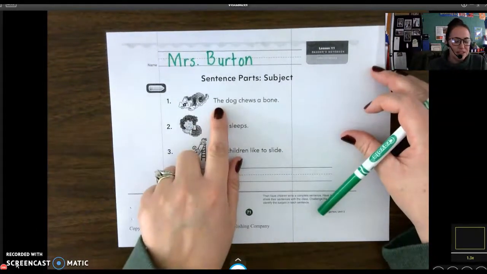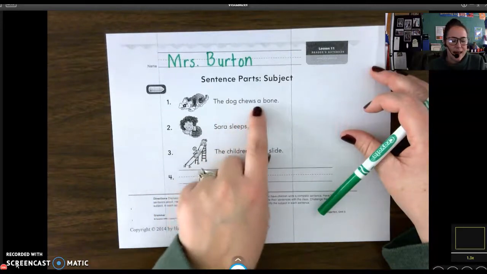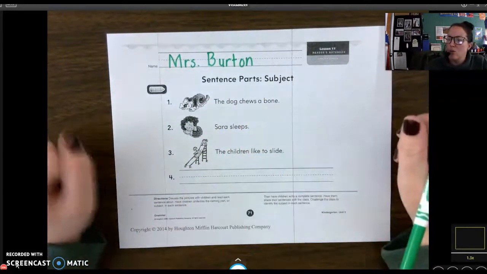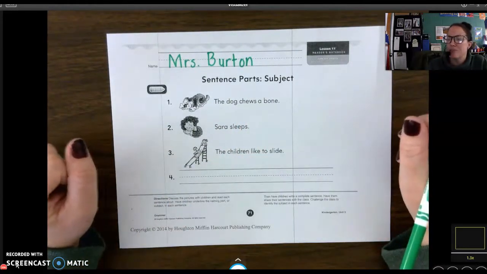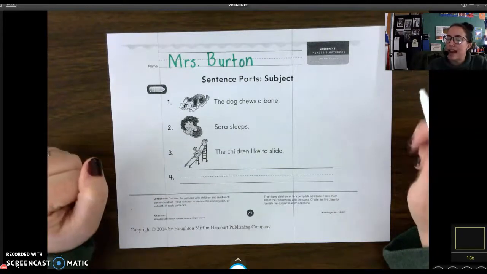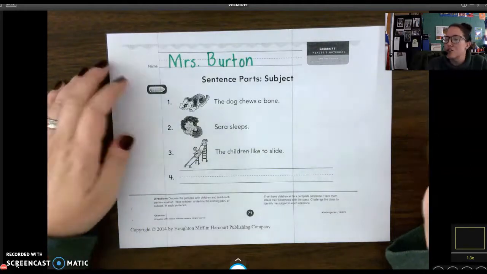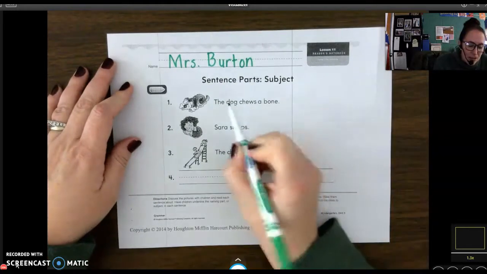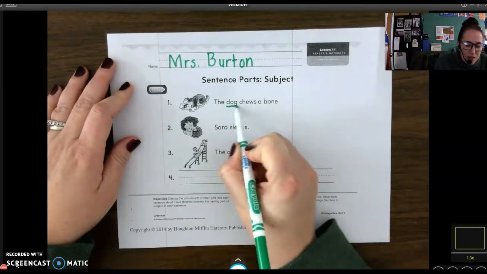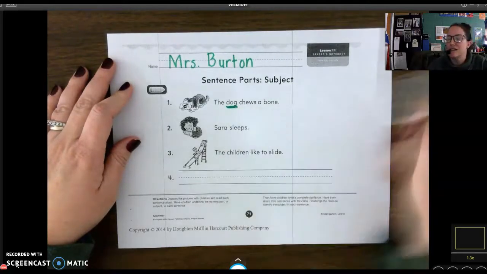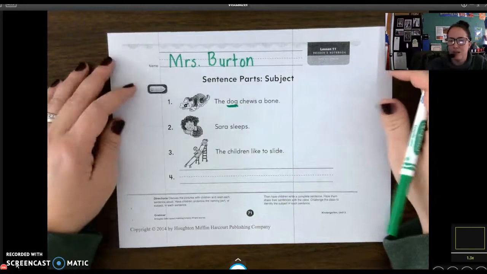This sentence says, the dog chews a bone. Who or what is that sentence talking about? The dog. The dog is the one who's doing the action. He's chewing a bone. So that sentence is about the dog. So dog is the subject of that sentence. So we're going to find that word and draw a line under it. Dog is what that sentence is about.